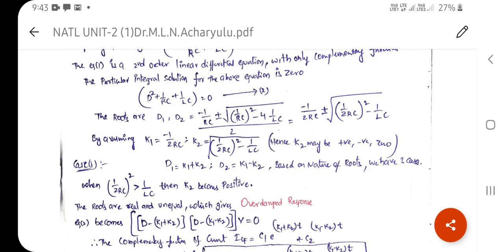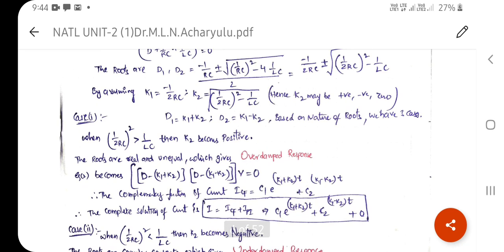The condition is whether (1 by 2rc) whole square is greater than 1 by lc, or (1 by 2rc) whole square is equal to 1 by lc, or (1 by 2rc) whole square is less than 1 by lc. These are the three conditions we need to apply here. If (1 by 2rc) whole square is greater than 1 by lc, then k2 becomes positive, and the roots are always real and unequal.